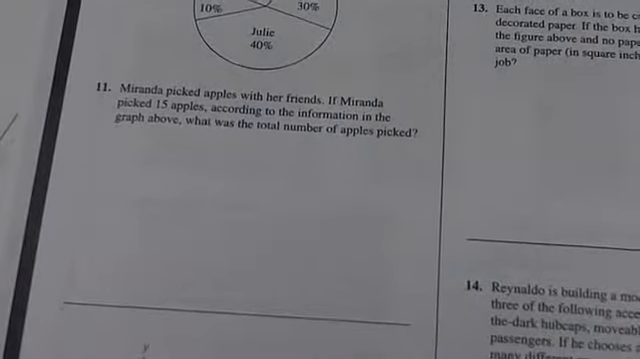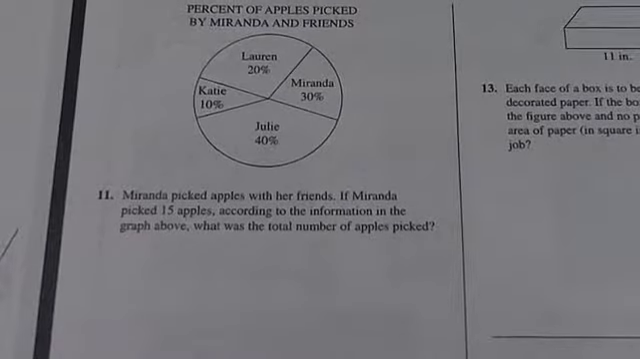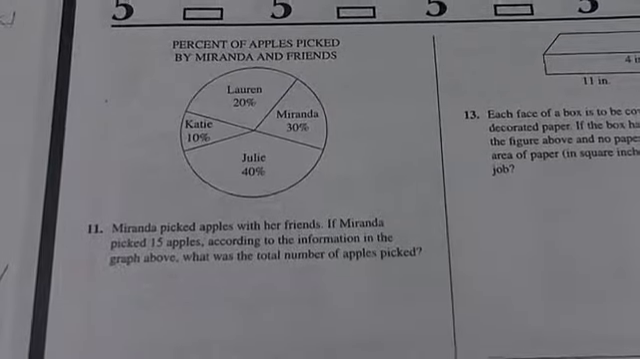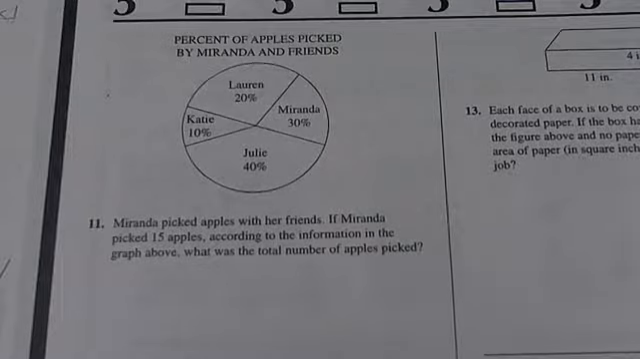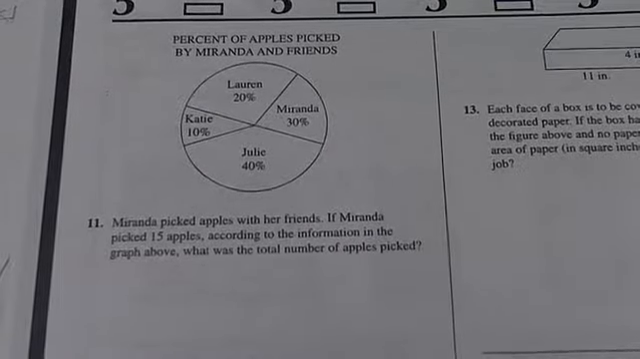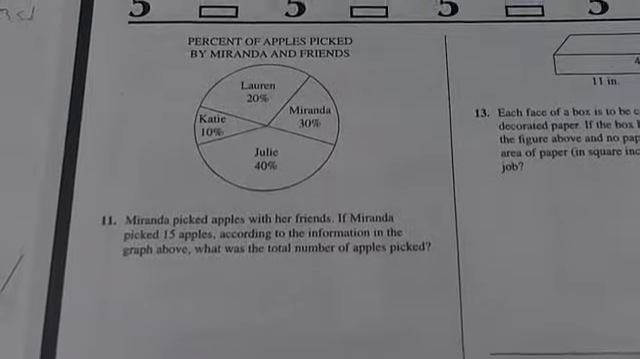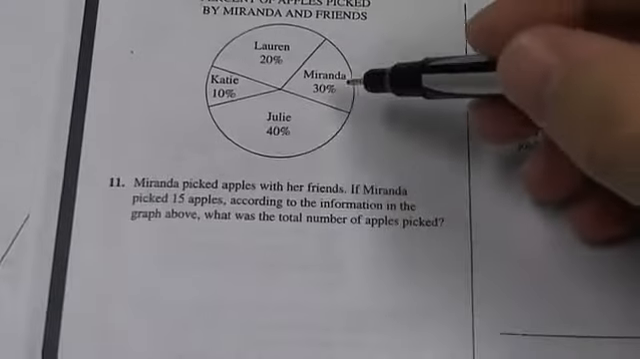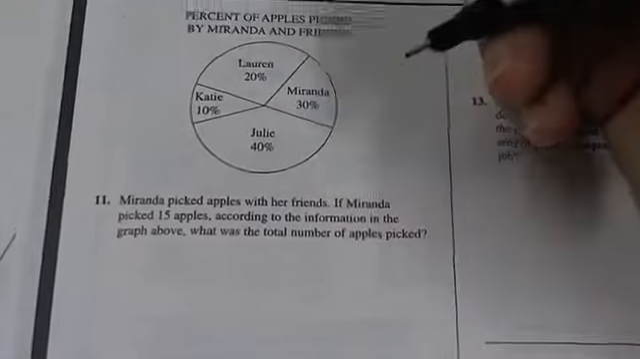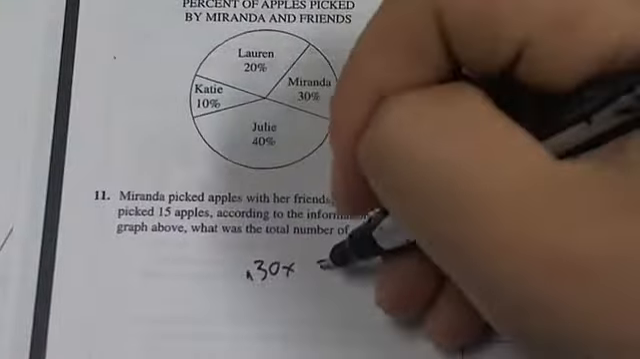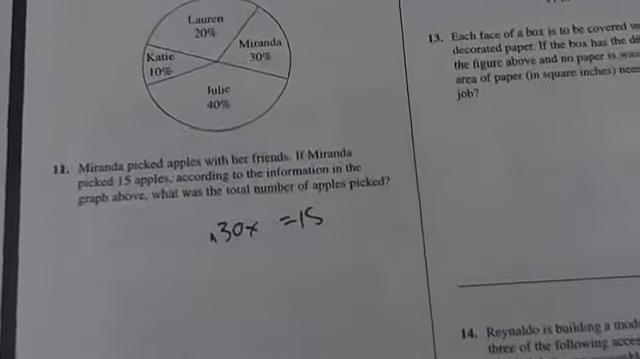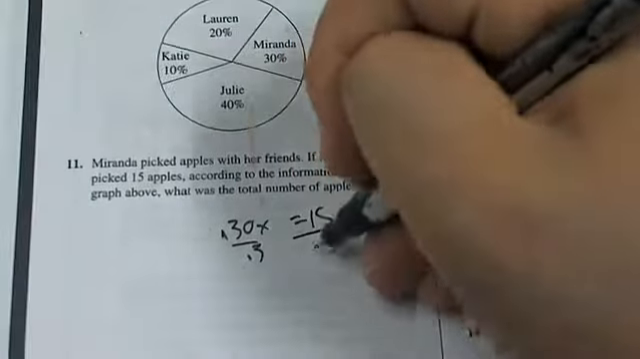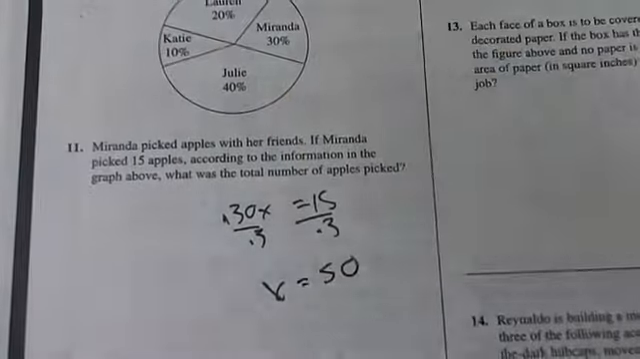Alright, number 11. Miranda picked apples with her friends. If Miranda picked 15 apples, according to the information in the graph above, what was the total number of apples picked? Alright, if Miranda picked 15 apples. Alright, so she picked 30%. So Miranda picked 30% of all the apples. If 30% of x, or 0.3x, is equal to 15, then you have to find out how many apples were there in total. So you divide by 0.3, divide by 0.3, so x is equal to 50.